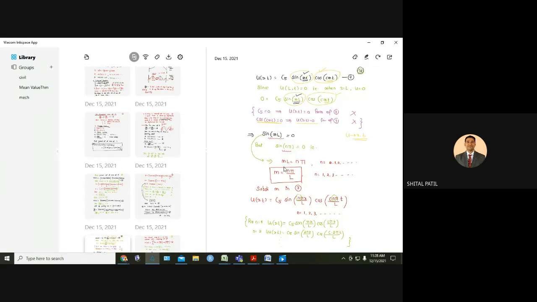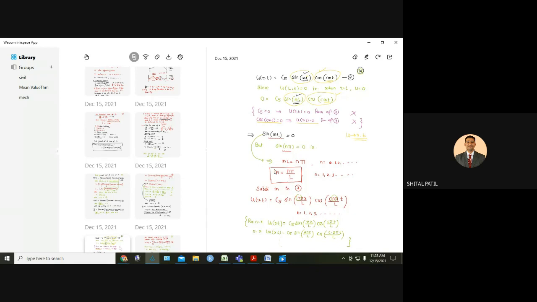Now the question may be, can we obtain L from here? No, not required. L is the length of the string, that is fixed, constant. So we obtain M equal to N pi divided by L. What is N? 1, 2, 3, 4, 5. So M has an infinite number of values. When N equal to 1, first value, N equal to 2, second value, N equal to 100, 100th value, and so on.